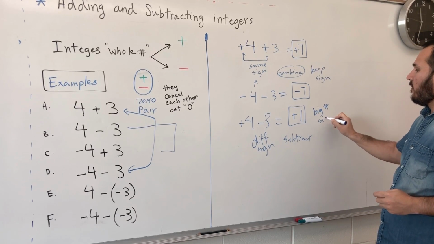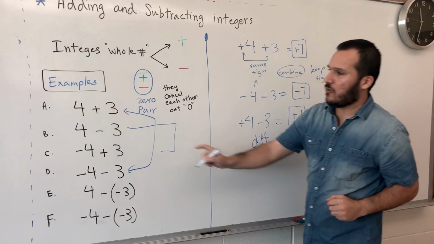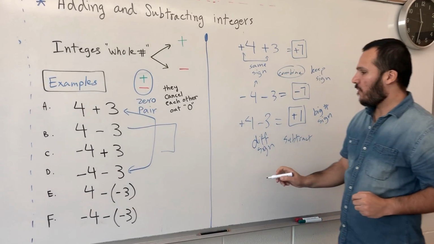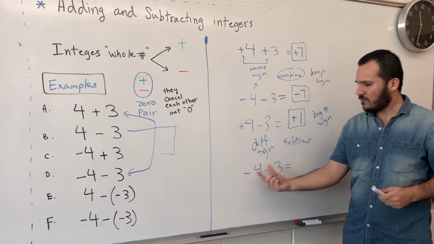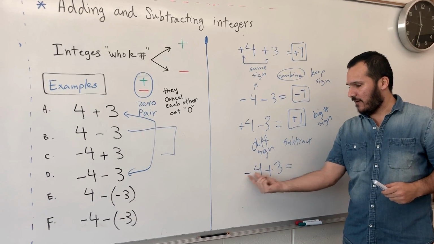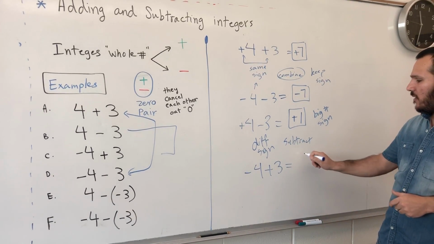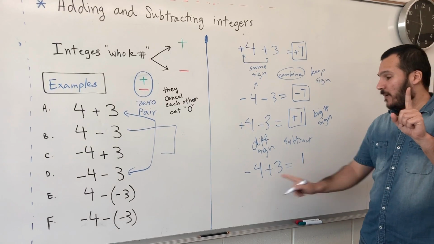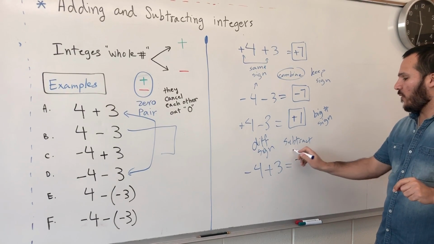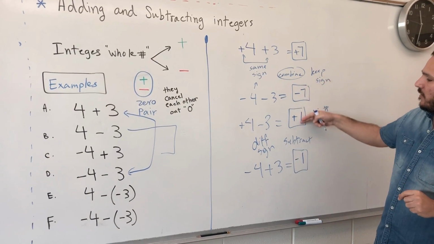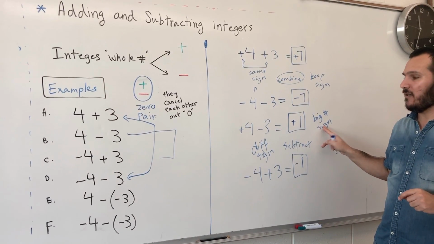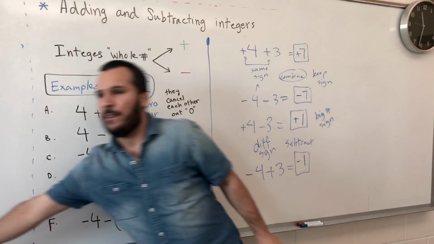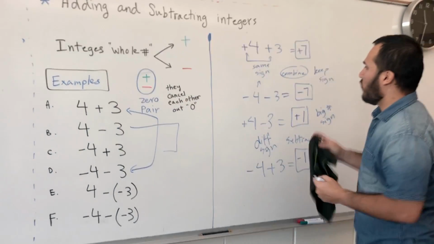Big number sign. The same case goes to -4 plus 3. Now, as you notice, the 4 is bigger, it's negative and 3 is positive, so you're going to subtract. You're going to get a 1, but the big number is negative, so the answer is -1. See how the different sign, you subtract, and you keep the sign of the big number. So this is pretty much what you need for adding and subtracting.